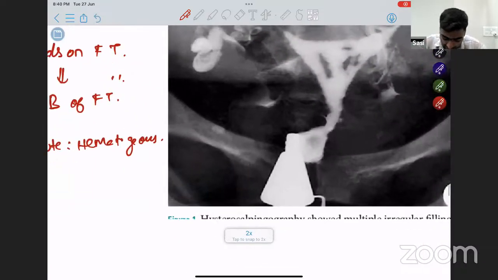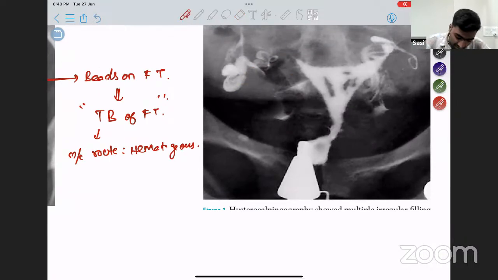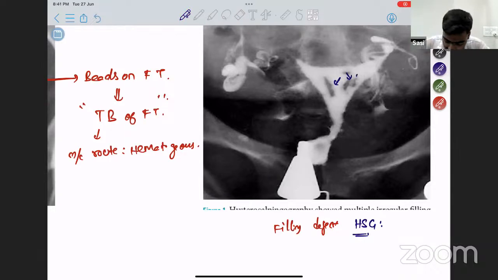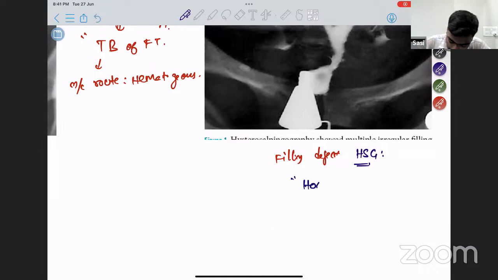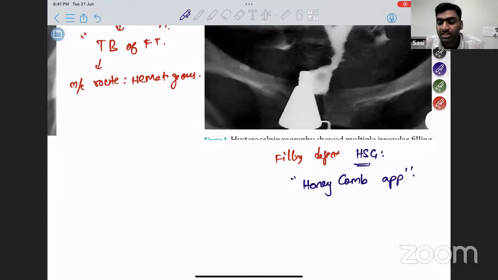Next one. If you see this filling defect in an HSG image, and this filling defect correlates with one more appearance known as honeycomb appearance, both of these are suggestive of which condition? Which syndrome? What is the name of this syndrome? Yeah, it is suggestive of Asherman syndrome.